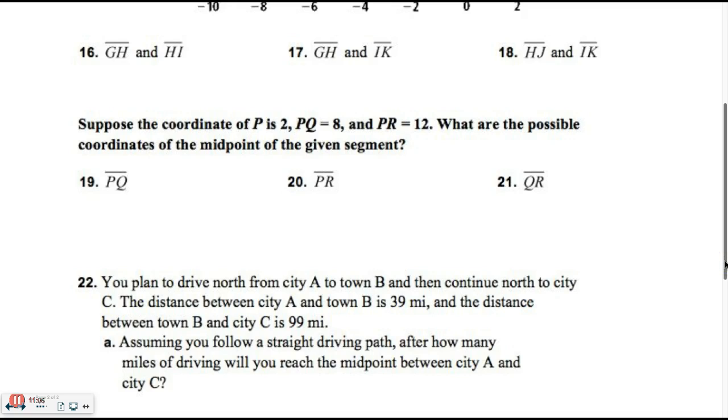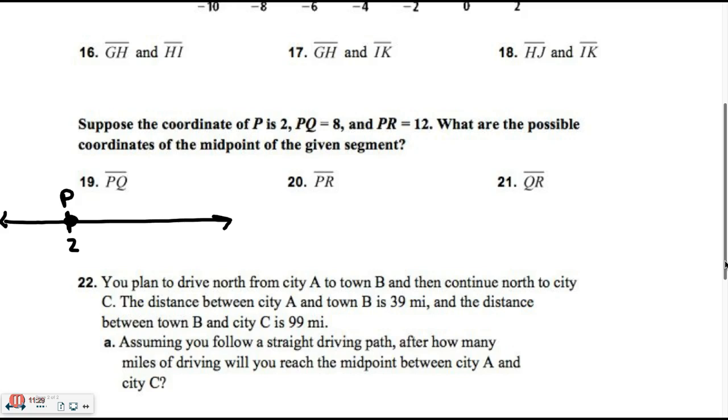Okay. It says, suppose the coordinate of point P is 2. So we're going to put a P here, and I'm going to put it on a number line. And it's at 2. That's what they mean by the coordinate. Did you kind of wonder, what are they talking about? The coordinate of point P is 2. It means that it's sitting at 2 on a number line.